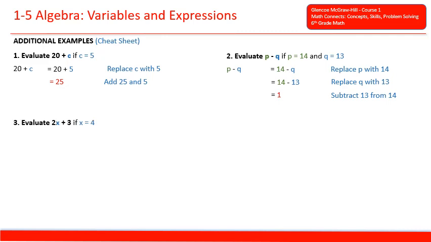Evaluate 2x plus 3 if x equals 4. 2x plus 3, replace x with 4. 2 times 4 plus 3. Multiply 2 times 4 because of PEMDAS. 8 plus 3, and we get 11.